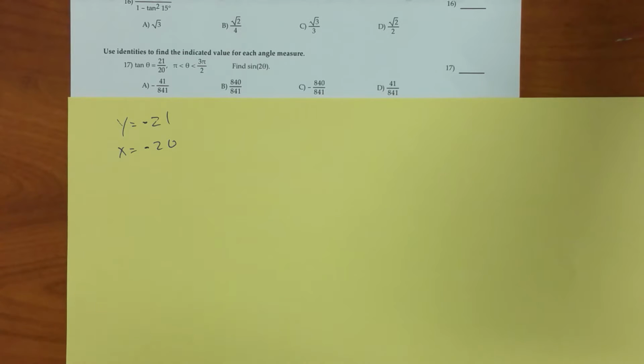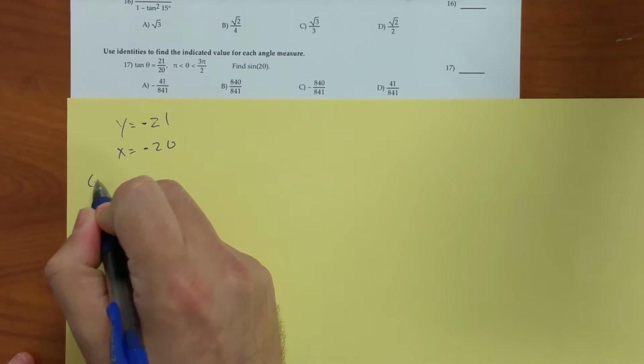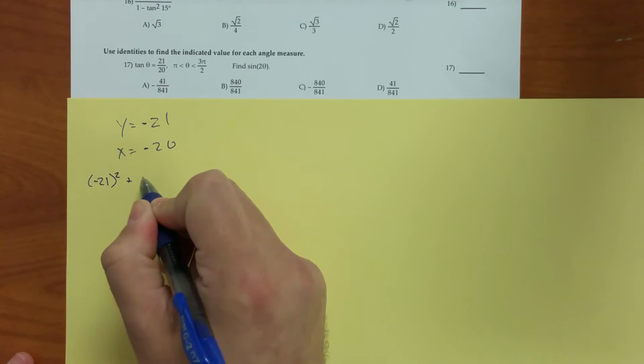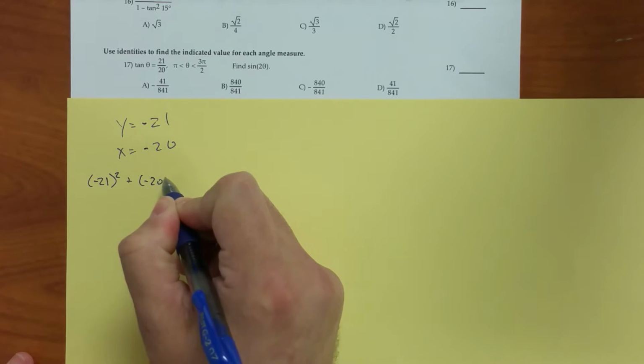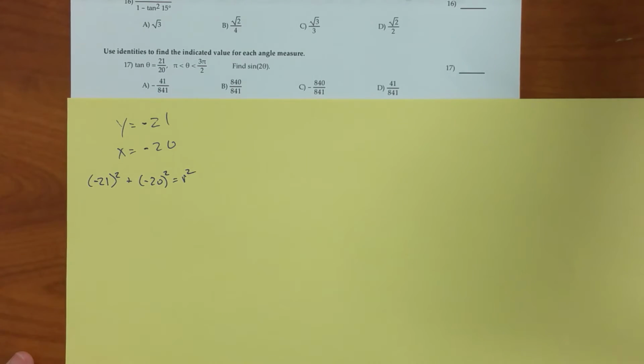Now the next thing I'm going to have is, okay, so go through and find the r value here. So negative 21 squared plus negative 20 squared equals my r squared.